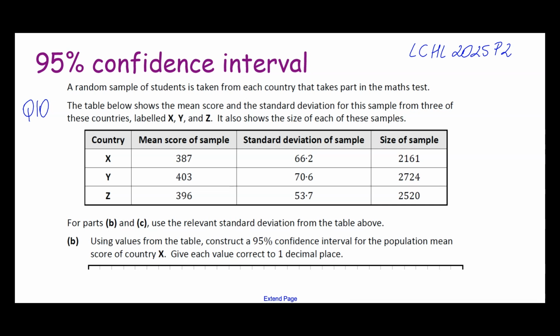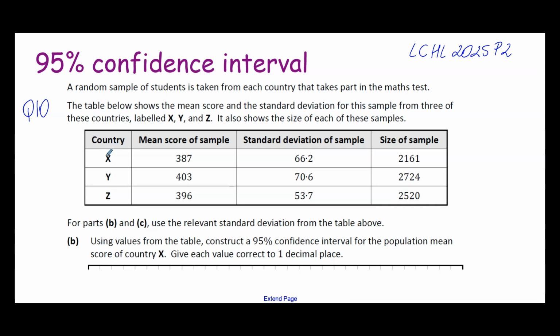Another aspect of your stats question will be 95% confidence interval. Let's see. A random sample of students is taken from each country that takes part in a maths test. The table below shows the mean score and the standard deviation for this sample from 3 of these countries, labelled X, Y, and Z. It also shows the size of each of these samples.